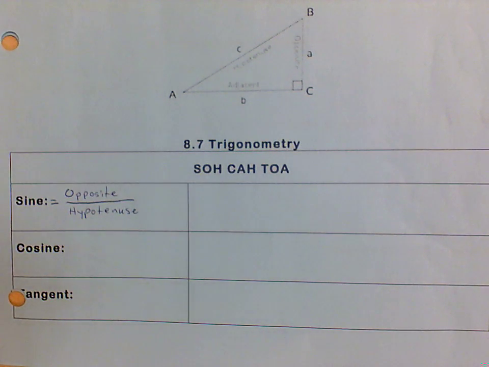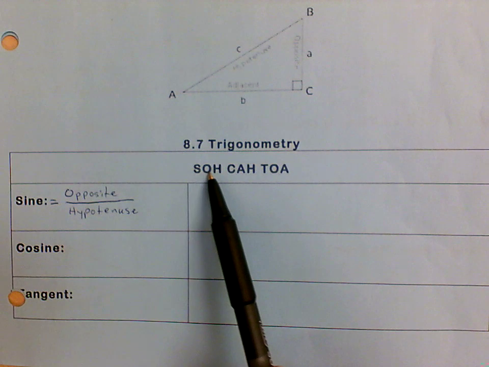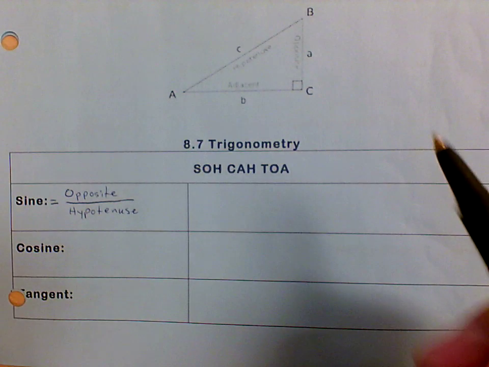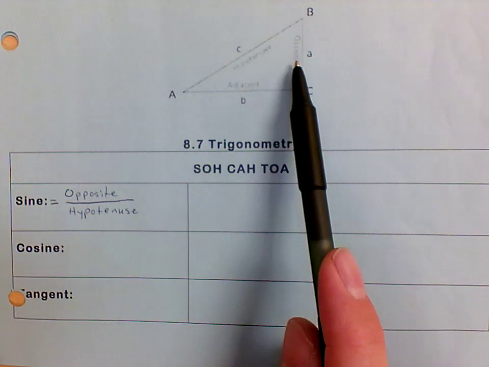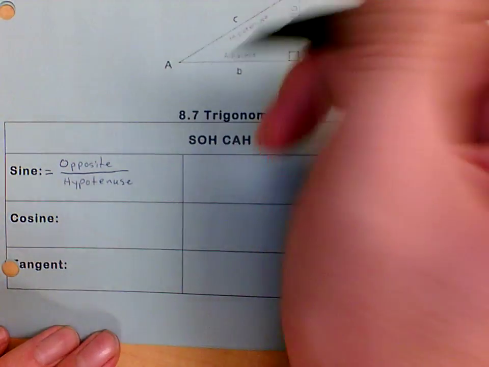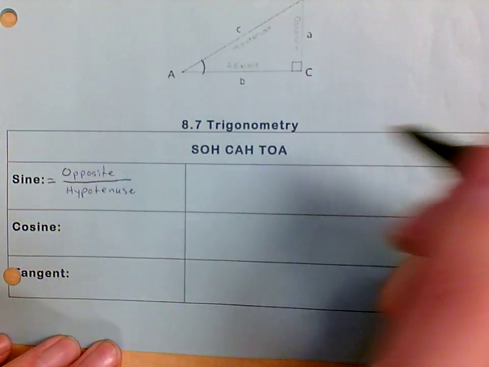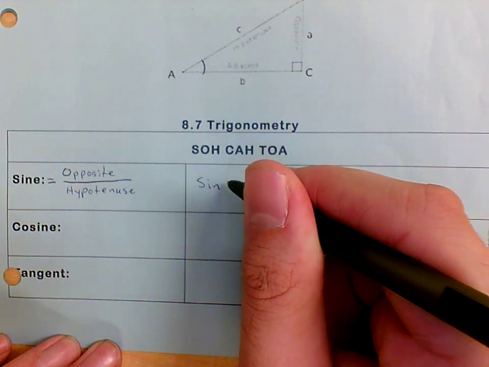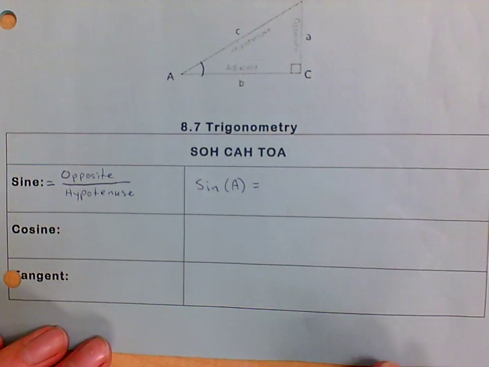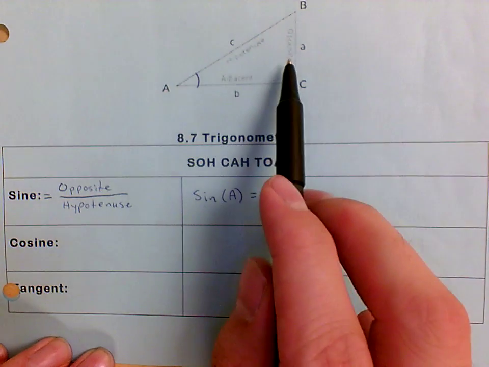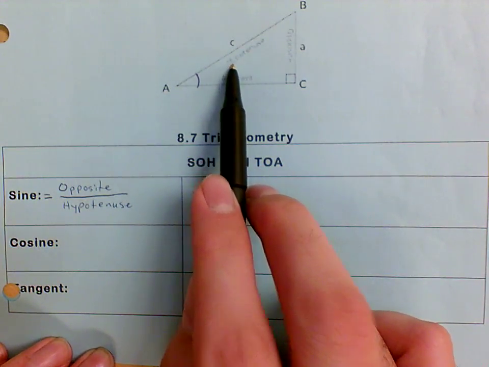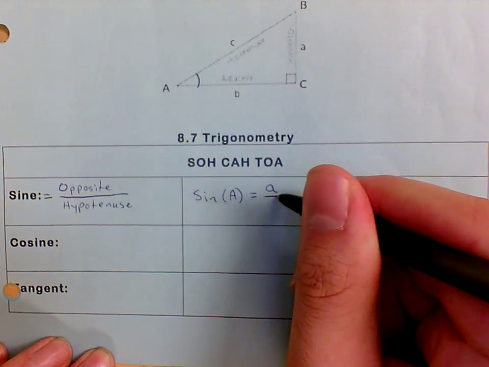Sine is equal to the opposite over the hypotenuse, hence SOH: sine equals opposite over hypotenuse. If we look at our triangle up here, you can see the words. This word says opposite, this says adjacent, and that says hypotenuse. We are looking at this angle A here, and the sine of angle A is once again going to equal the opposite over the hypotenuse. We can see that A is the opposite side and C is the hypotenuse. So sine of A is going to equal A over C.